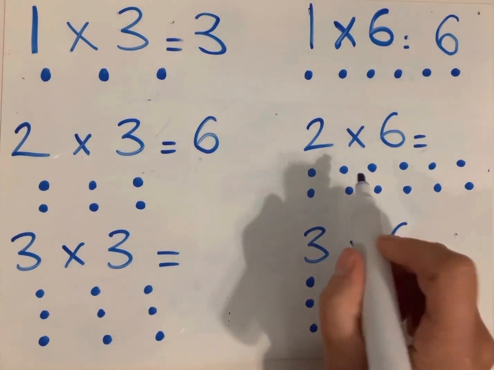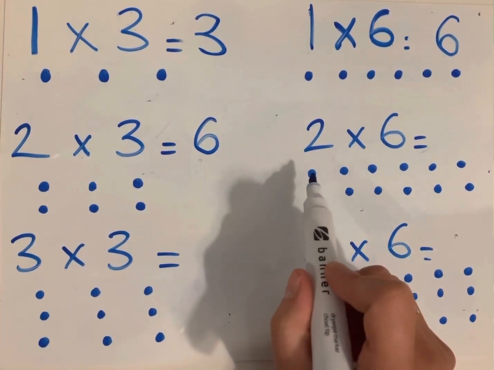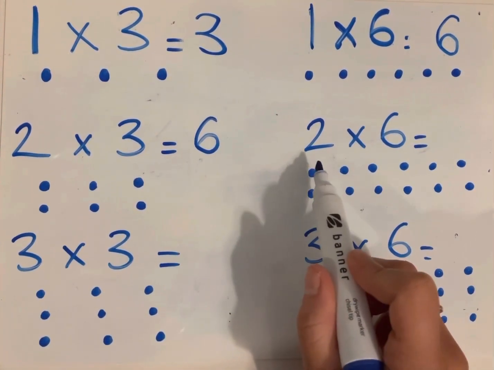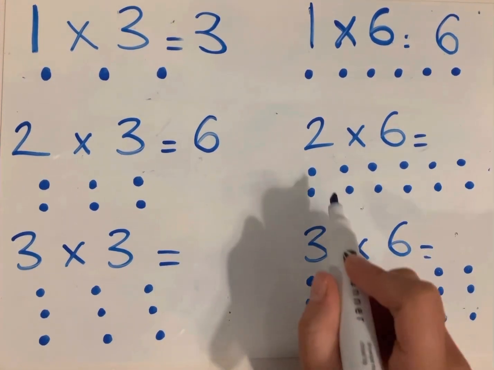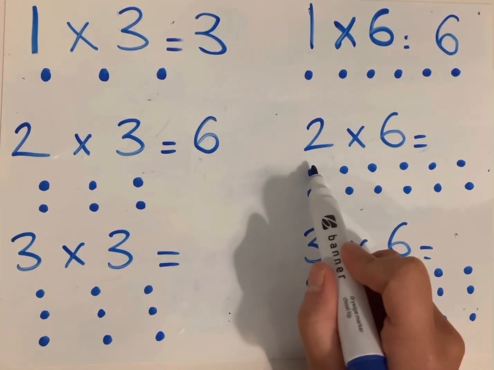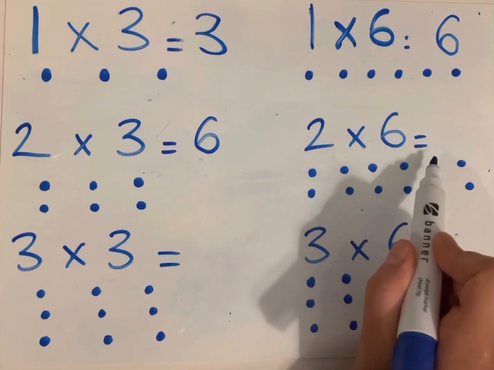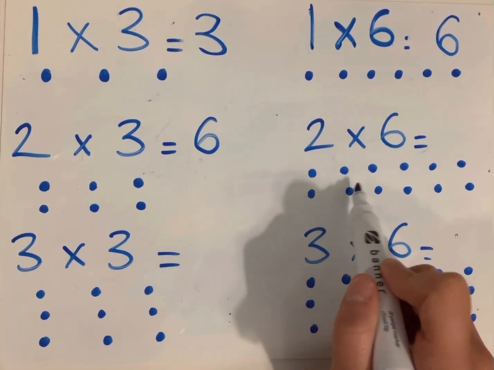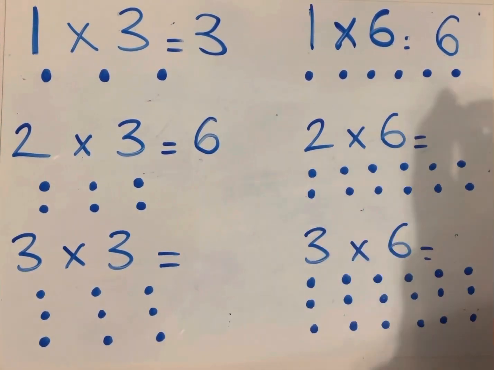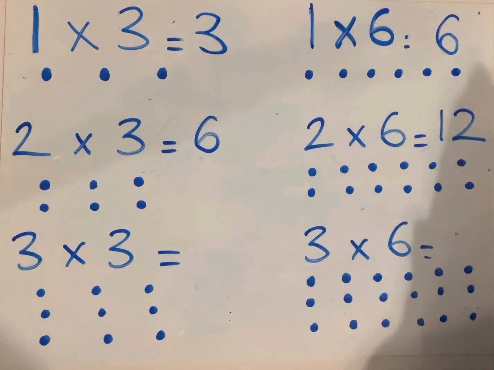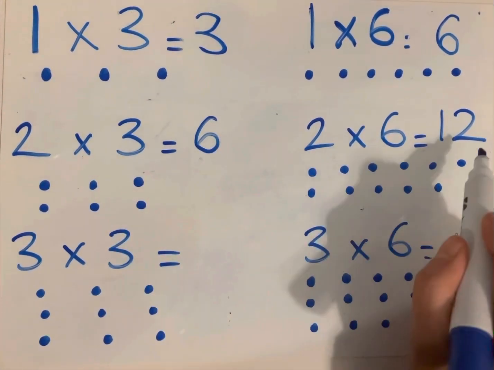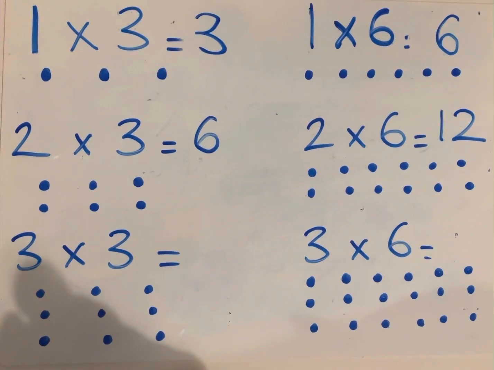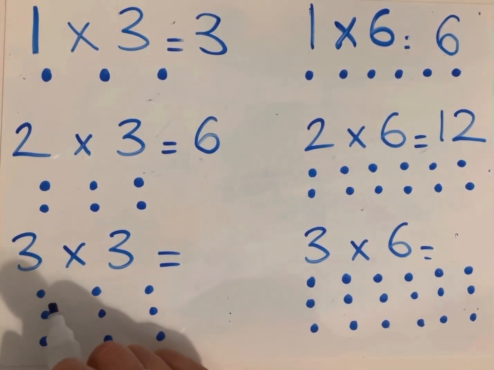So we can use our arrays again and we have 2 rows of 6 columns. That means 2 times 6 is 1, 2, 3, 4, 5, 6, 7, 8, 9, 10, 11, 12. 12. So that means that double 6 is 12. So now let's have a look at this last one.